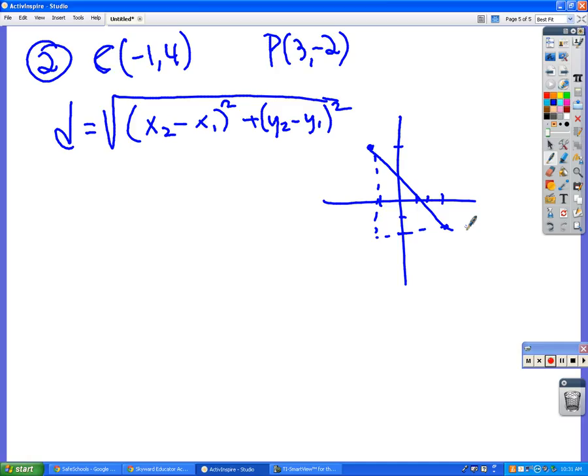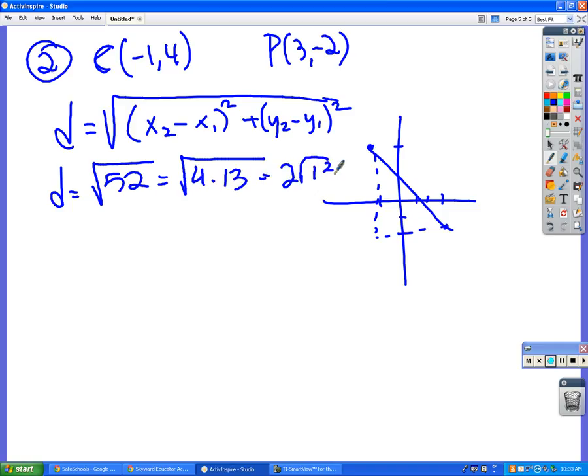Okay? So on your own, now that you have the knowledge that you need, figure out the distance between point C and point E. Let me know if you need help figuring that out. So that comes out to be the square root of 52, which I know is 4 times 13. The square root of 4 is 2, so you can simplify that to 2 times the square root of 13.